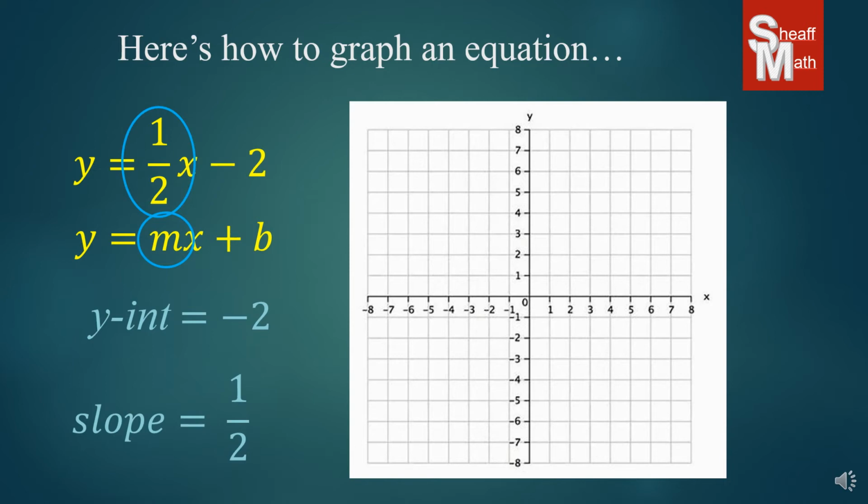So here's how to graph it. We start with the y-intercept at negative 2, and we put a point there. Then from that point, we use our slope to find our next point. So we go up 1 over 2, and we put a point there. Then you can do it again. Go up 1 over 2. It doesn't matter how many points you put here. I like to put a lot when I'm writing it by hand so I know that my line is accurate, but you really only need 2 points. Then we put a line through it, and you have just graphed your equation.